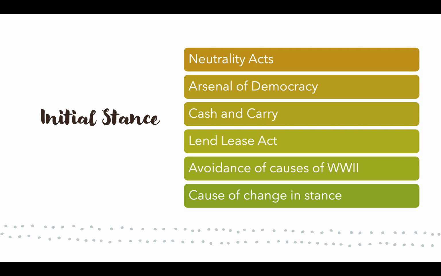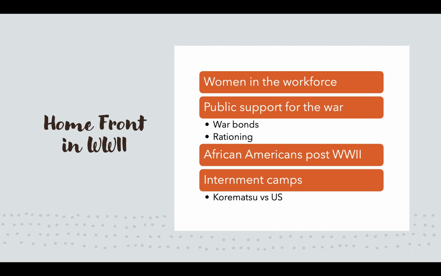The reason that we change from the Neutrality Acts, from this isolation into involvement, into the war, is Pearl Harbor. Remember, Pearl Harbor is going to put us in a position where we have now been attacked on our territory from Japan, and we declare war against Japan. Then we are officially in World War II. But our initial stance, neutral, then becomes involvement after Pearl Harbor.